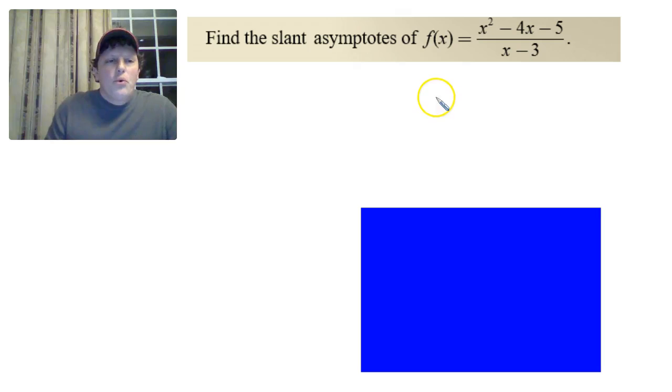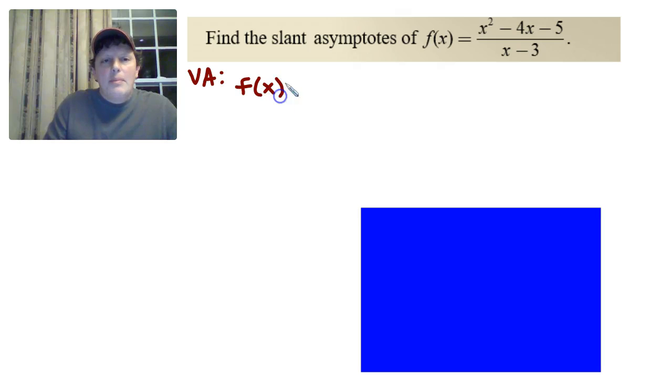Now, before we jump in to find the slanted asymptote, let's review the things that we've already talked about. First, let's find the vertical asymptotes. And how do we find the vertical asymptotes? Well, what we did is we factored the top and the bottom.